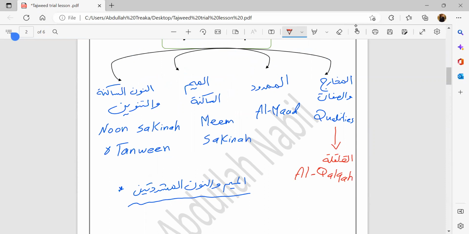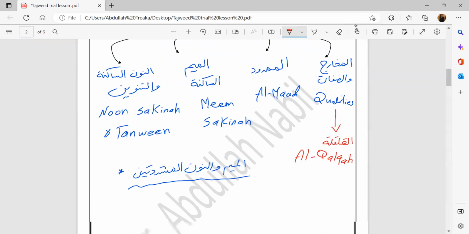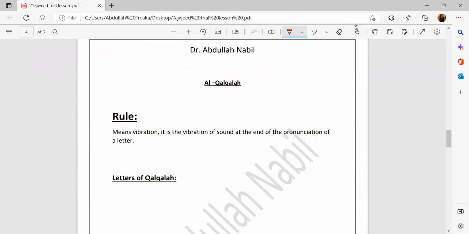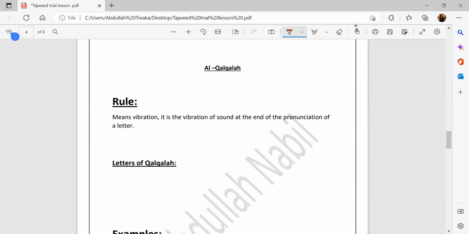In the qualities of letters, there are qualities that have an opposite and qualities that have no opposite. Qalqala is categorized as a quality that has no opposite, so we will only mention it here, and we will discuss it in the lesson of al-makharij and sifat. Qalqala means vibration, the vibration of sound at the end of the pronunciation of a letter.